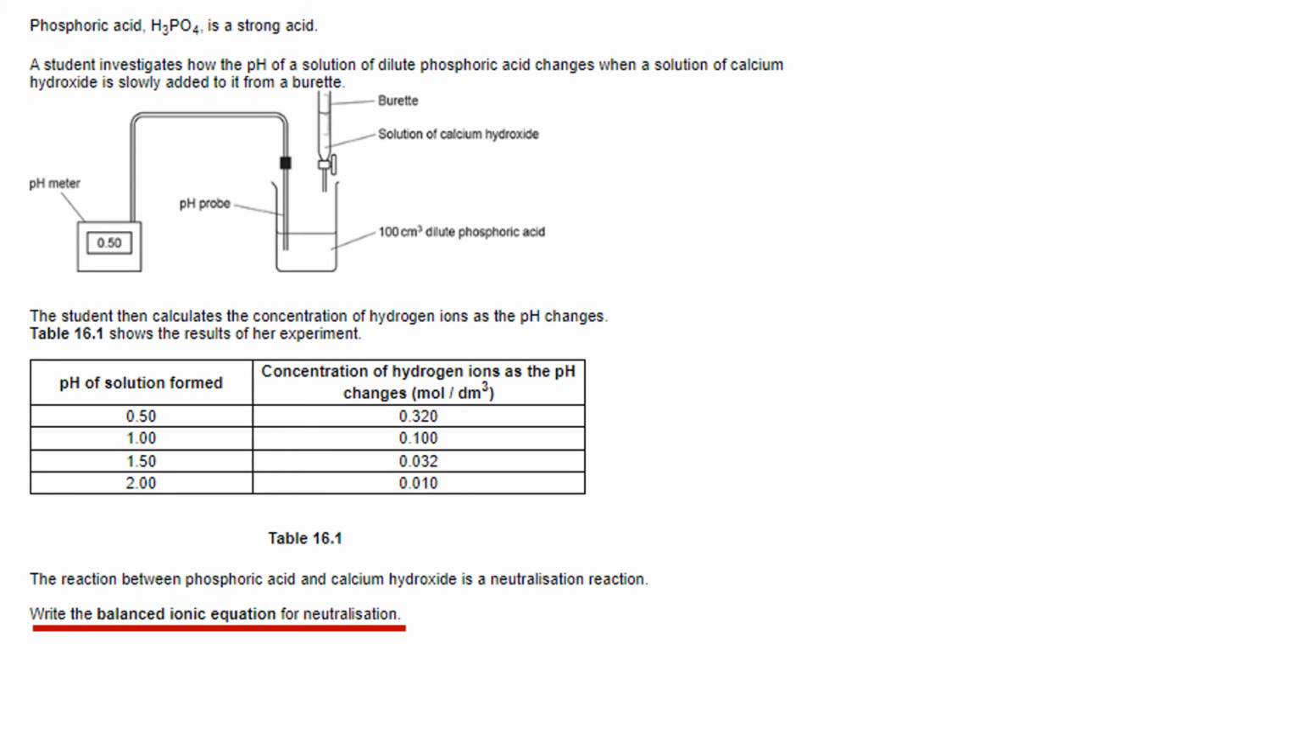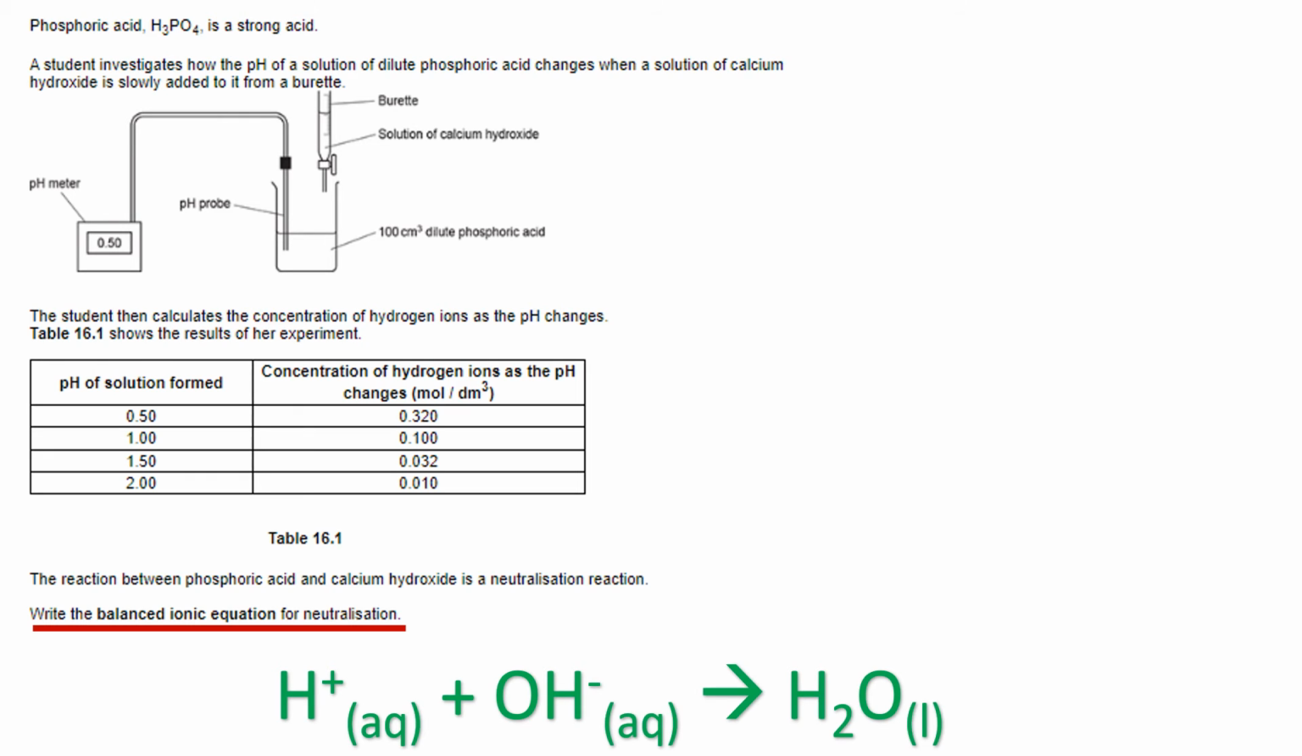The balanced ionic equation for neutralization is this, and it's always this, okay? Because acids always contain the hydrogen, alkalis always contain the hydroxide, and therefore they always make the water. So the other parts of the acids and alkalis, whatever they are, are the spectator ions. This is the ionic equation. You would be expected to know this.